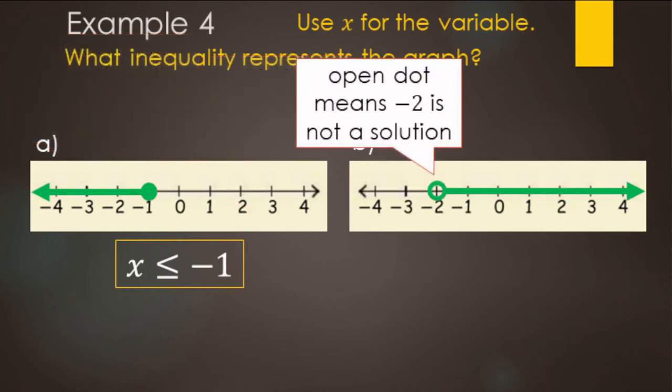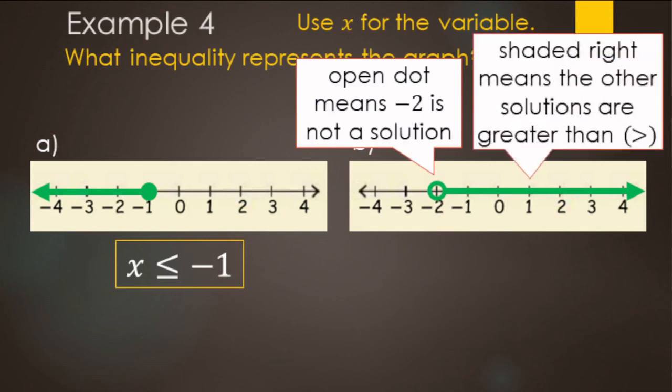So we know that -2 has an open dot, so it means -2 is not a solution, so it's going to be strictly greater than or less than. There's going to be no equal to on there. And then shaded to the right means we are using the greater than symbol for numbers bigger than. So here we go. There's our variable placeholder, greater than because it's shaded to the right. And since it's an open circle, it's not or equal to, it's just strictly greater than, and then our border number there, -2.